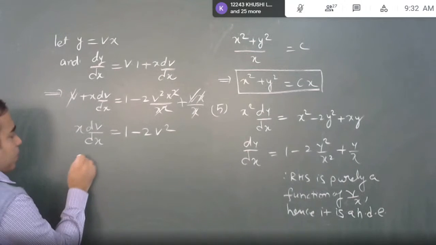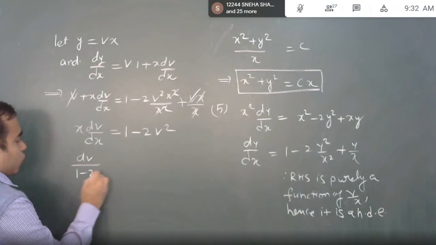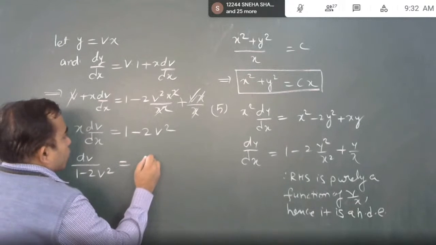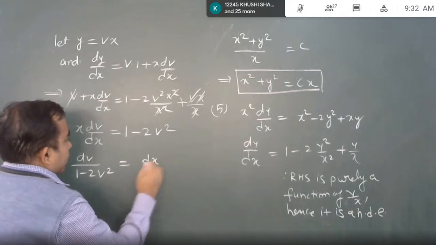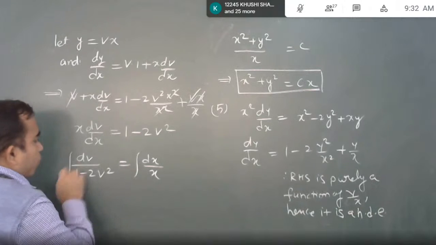Very easily it is separable. dv upon 1 minus 2v square equal to dx upon x. Integrate both the sides plus c.